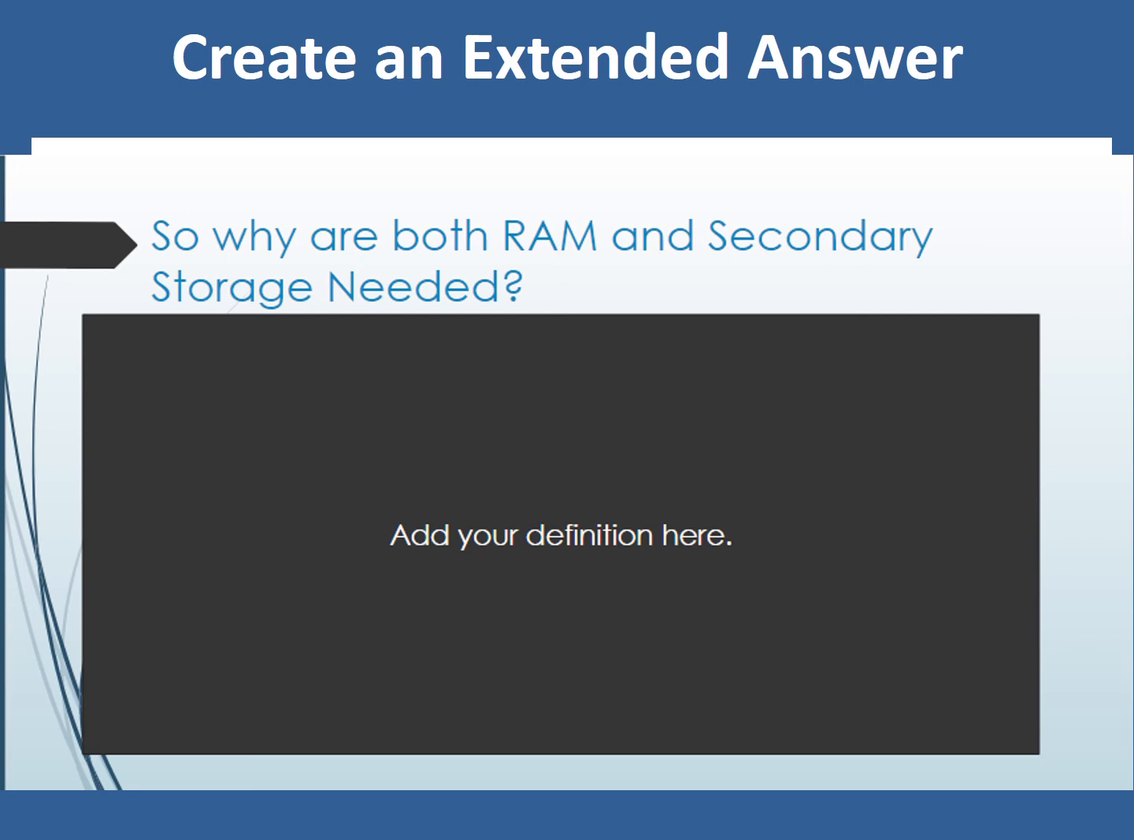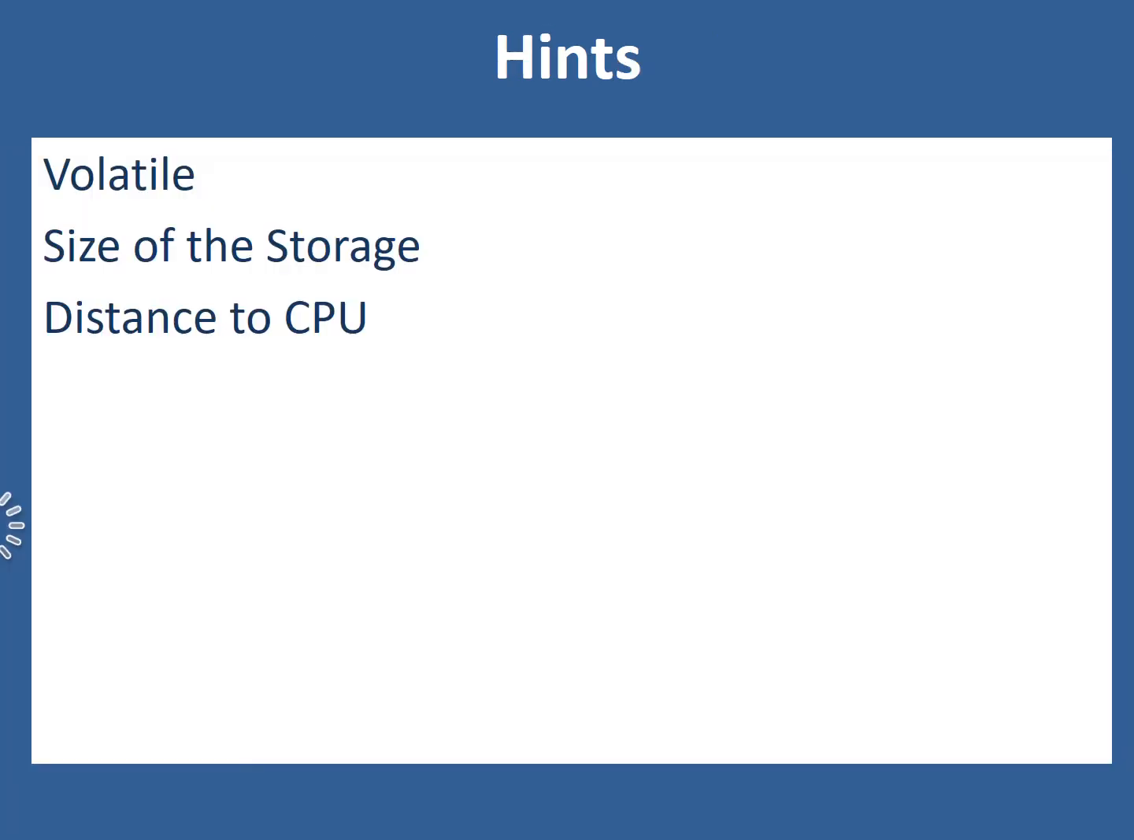I want you to complete an extended answer now to explain why both RAM and secondary storage are needed. I'm going to give you some hints for this. Here are your hints. RAM is volatile and secondary storage is non-volatile. Think about the size of the storage, which one's bigger, which one's smaller, and then think of the distance to the CPU. Pause the video and complete your answer.